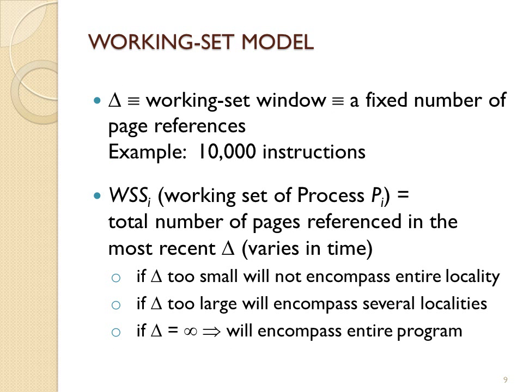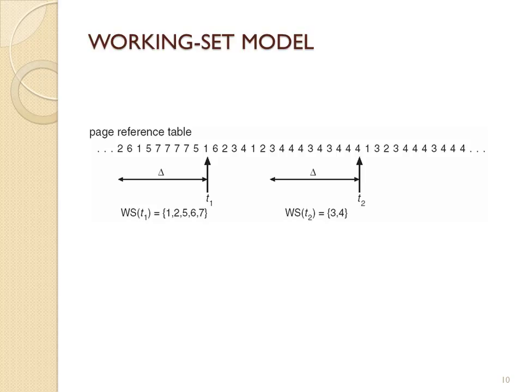And one way to deal with this situation is you take a working set window, and that means you just take a little set, and it has to be defined how large this set should be, and you take this set and you figure out a locality. So say, for example, this string represents pages that have been referenced. So this process referenced page 2, then 6, then 1, then 5, then 7, then 7, then 7, then 5, then 1.